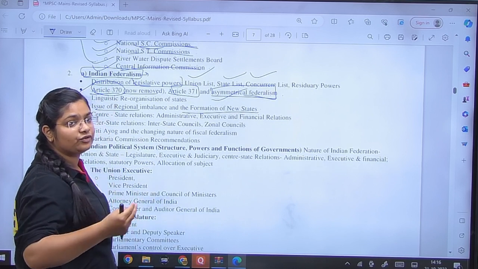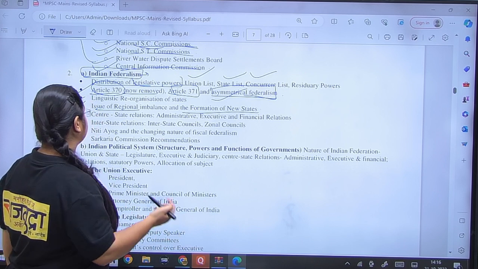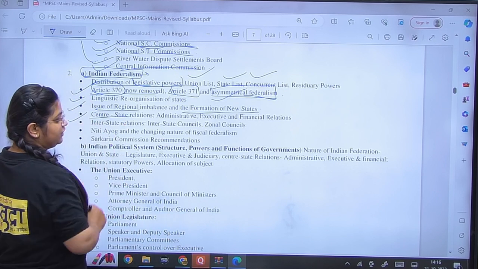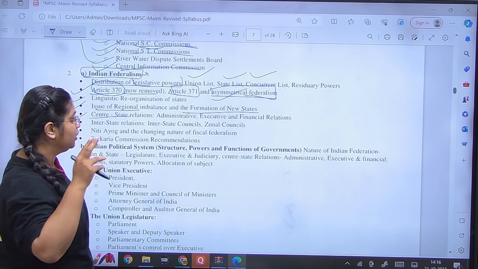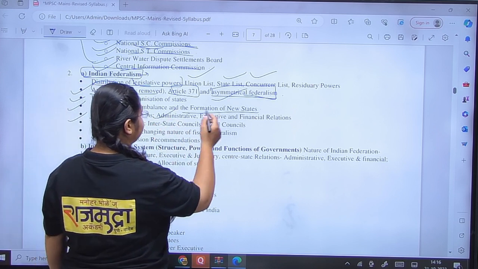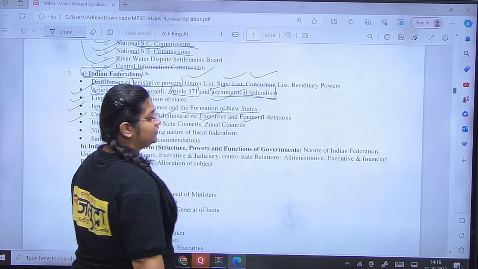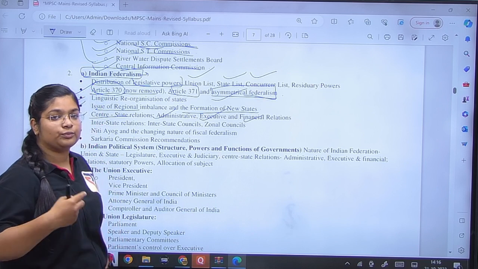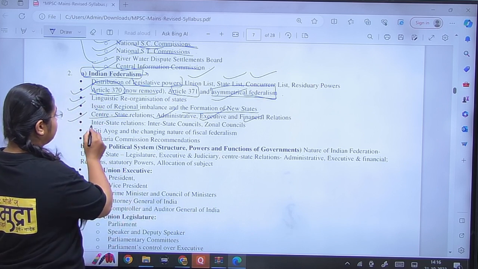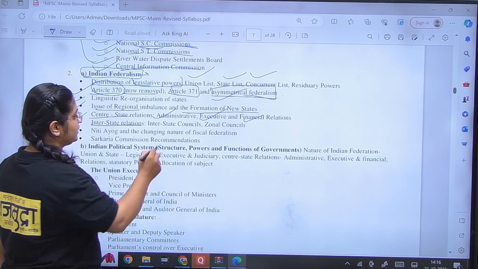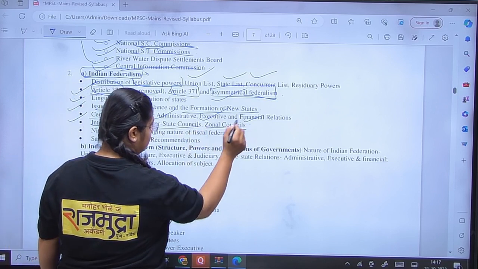Why there is a demand for the formation of new states. Then center and state relations, how they work, how administrative, executive and financial relations work. What are the procedures? Then interstate relations, the interstate council and zonal councils.